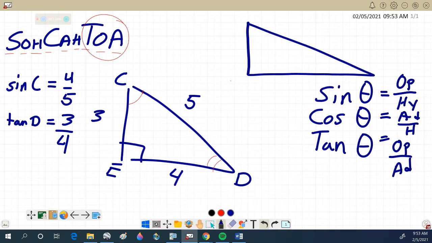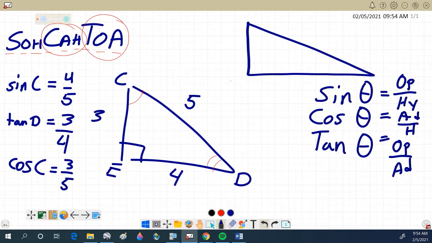Okay. What about the cosine of C? Cosine is A over H. So if I look at angle C, which side is adjacent? 3. And then the hypotenuse would be 5.